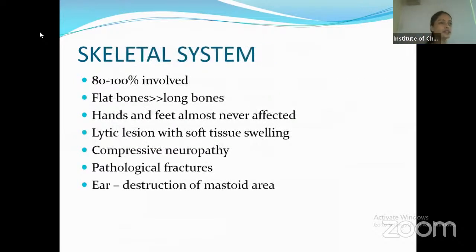The most common organ system involved in LCH is the skeletal system. Around 80 to 100% of patients have skeletal system involvement. Flat bones are more commonly affected than long bones. Hands and feet are almost never affected. They might present as lytic lesions with soft tissue swelling, and when there are vertebral lesions, they might present as compressive neuropathy. In chronic cases, they also might present as pathological fractures. And in case of chronic ear discharge, there might be destruction of the mastoid area.